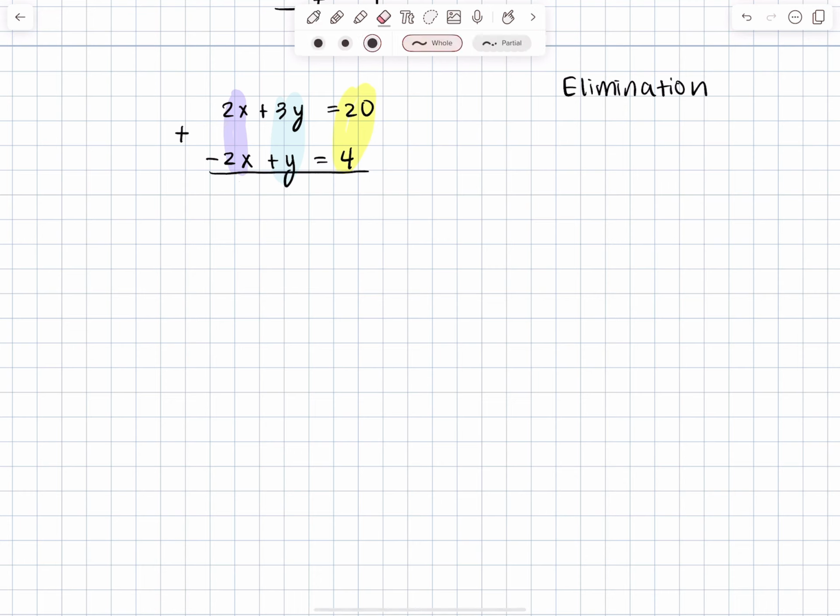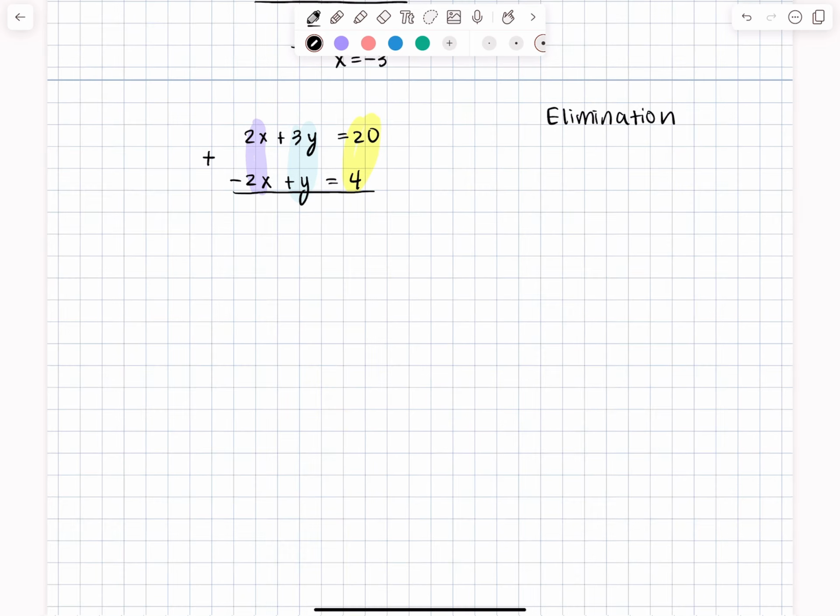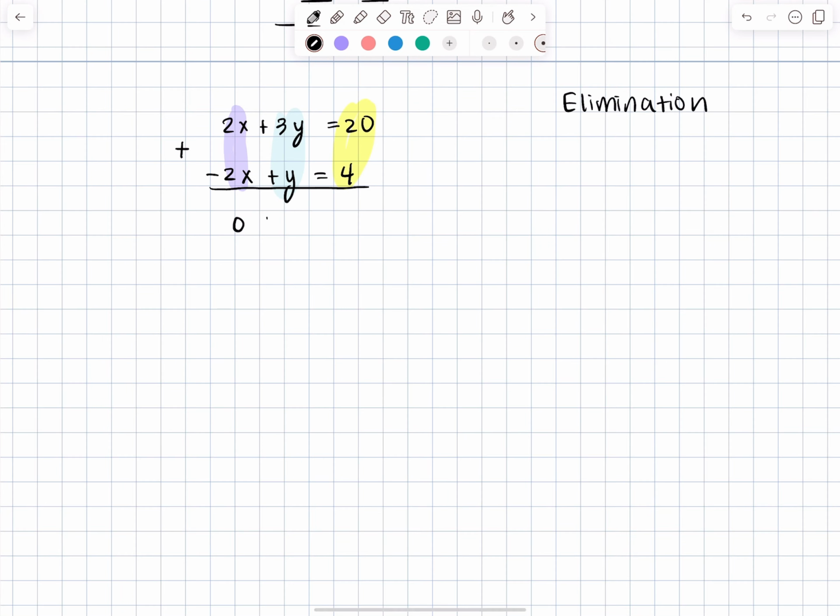So this cancels out, because 0 times any number is 0. Then 3 plus 1 is 4, so plus 4y equals 20 plus 4, which is 24. So we can write this out without the 0 as 4y equals 24. Divide 4 on both sides, and we get y equals 6.